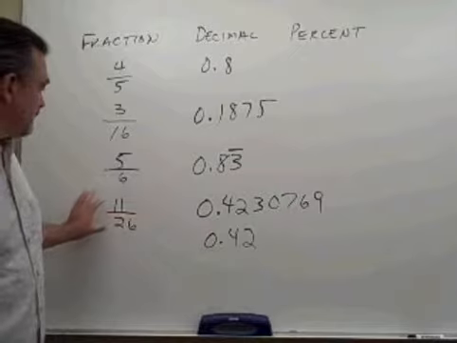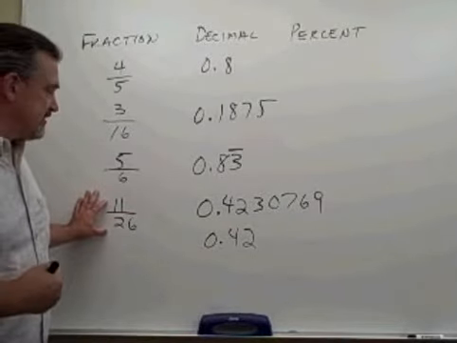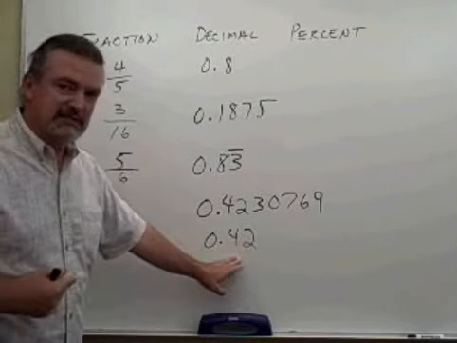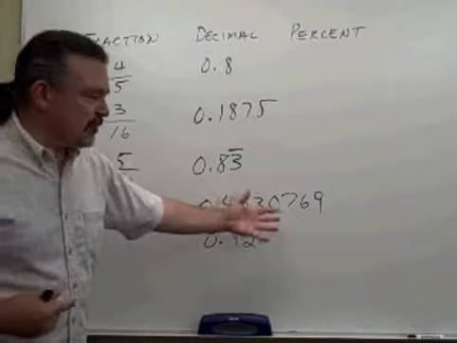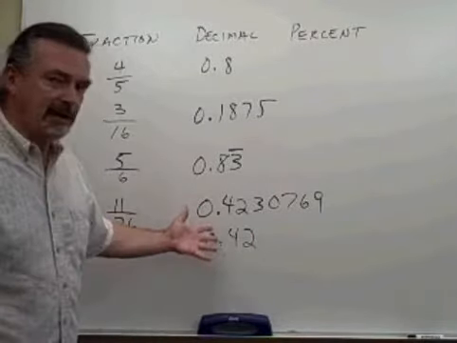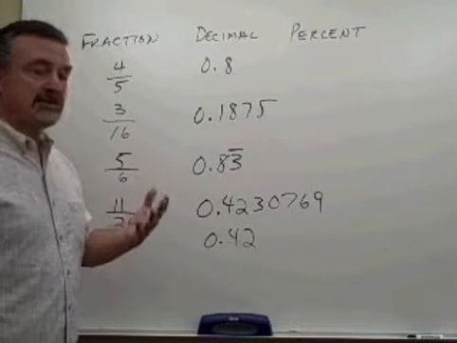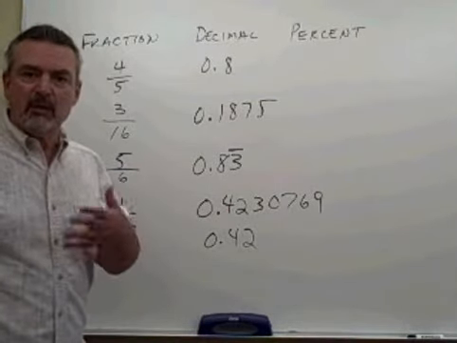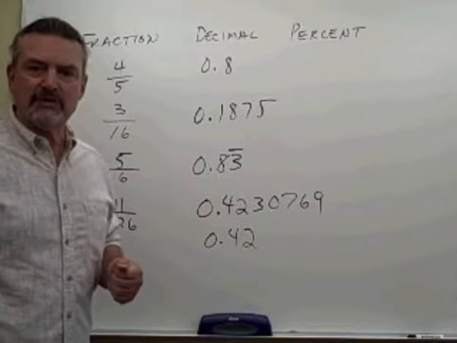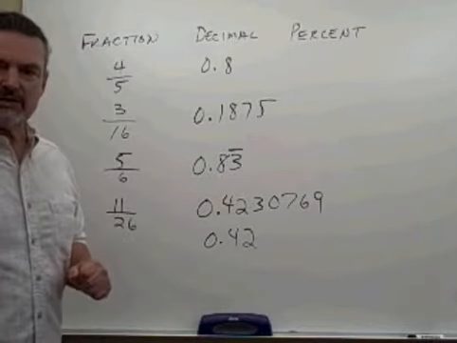So once again, the fraction 11/26 does not have an exact decimal representation. In a situation like this, we would want to round the decimal equivalent to some particular decimal place. And generally, you'll be told what decimal place is the appropriate one to use when you have a situation like this.